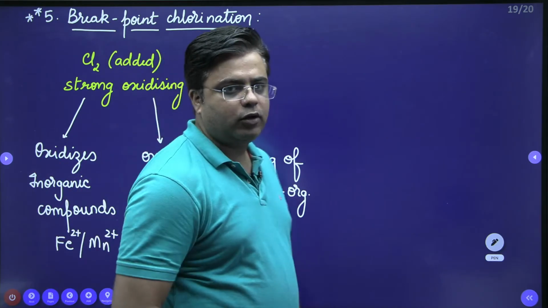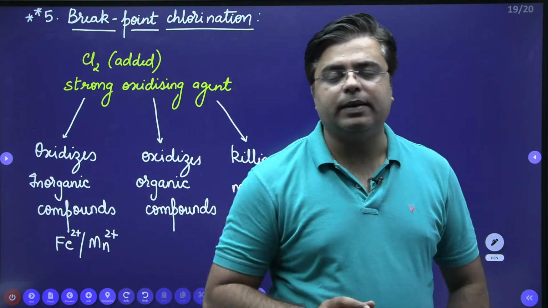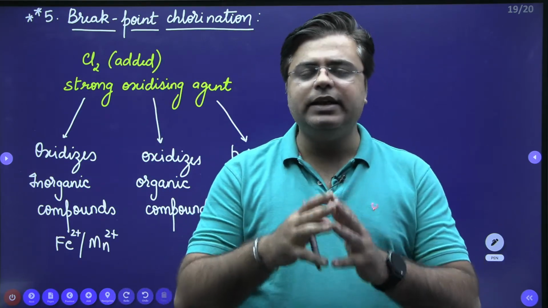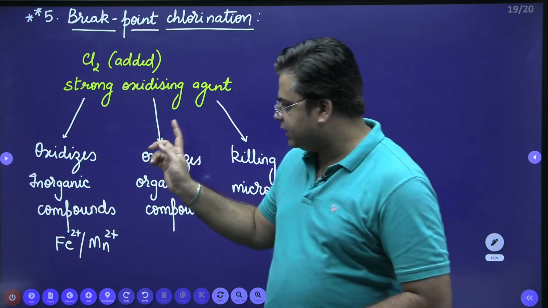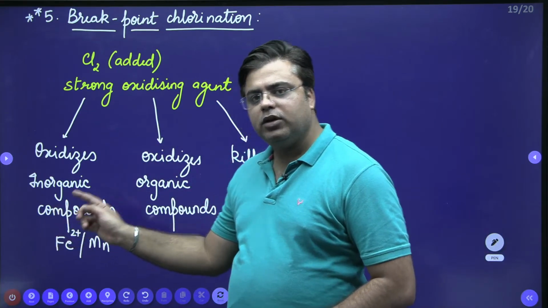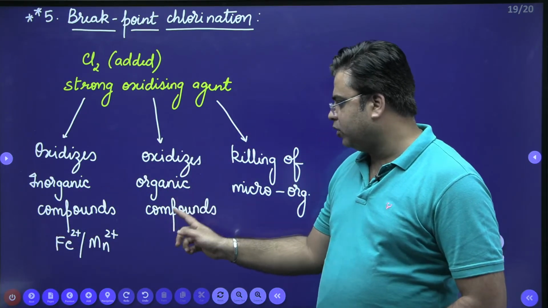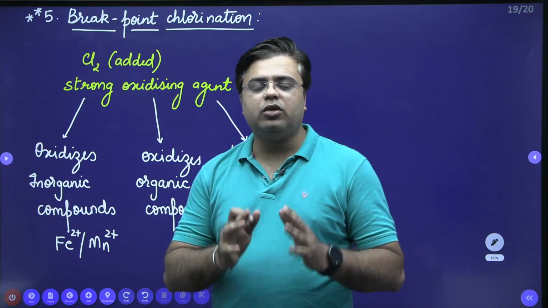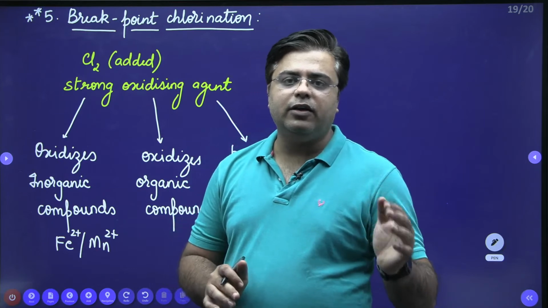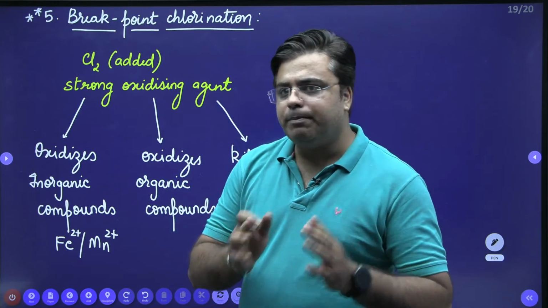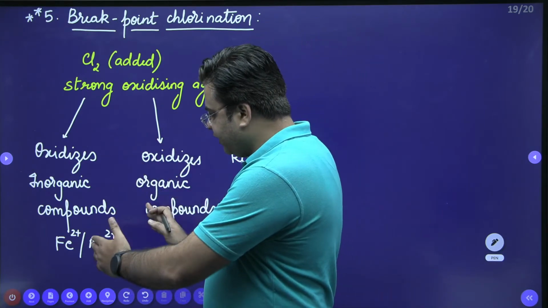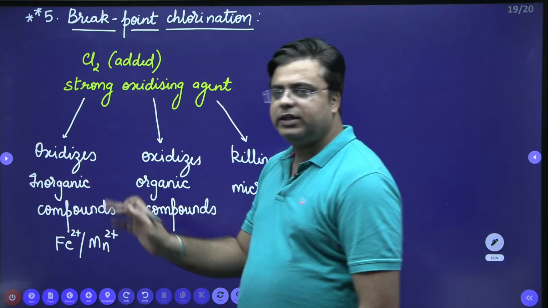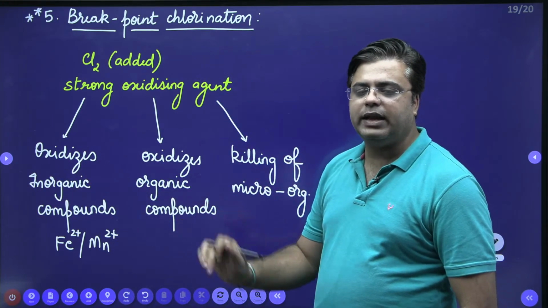So whatever chlorine you are adding to your water sample, it is simultaneously carrying out the oxidation of inorganic compounds, oxidation of organic compounds, and the killing of microorganisms. So chlorine is not only used for the killing of microorganisms, some part of chlorine is also getting wasted to carry out the oxidation of inorganic and organic compounds.